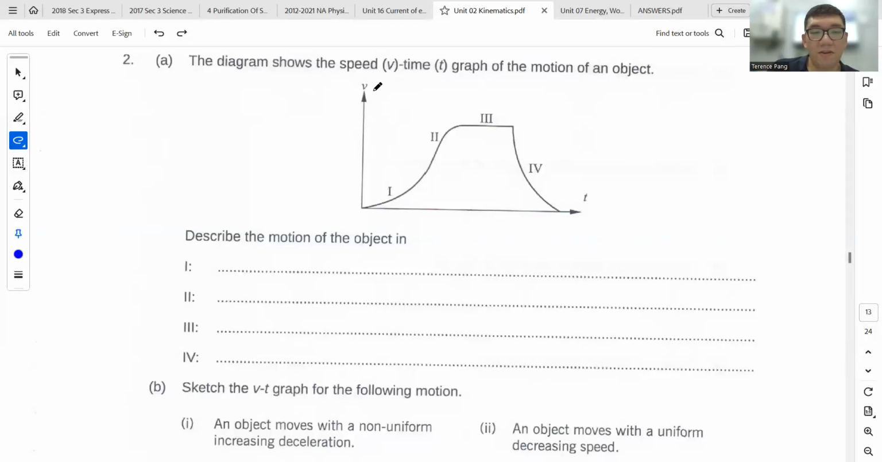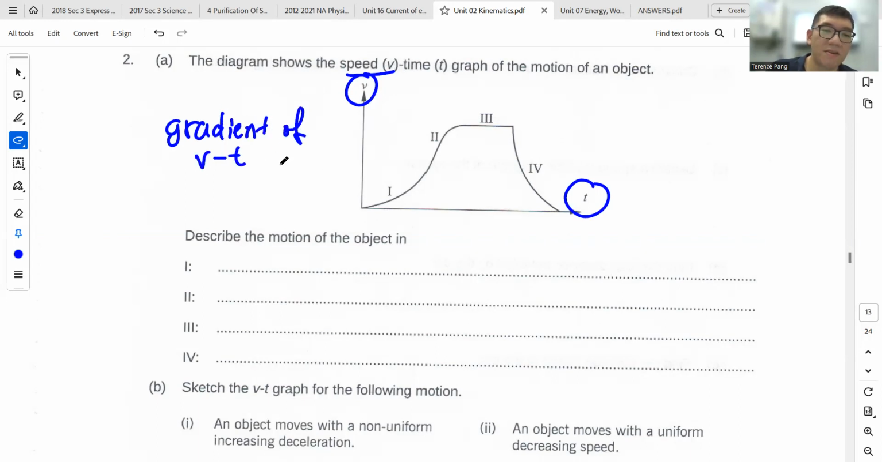Okay, so this question is very different from the previous question because of the axis. The y-axis is now currently what? V, speed. Okay, the y-axis is speed. It's different from the previous question where the y-axis is distance. Okay, so what's the gradient of a speed graph?